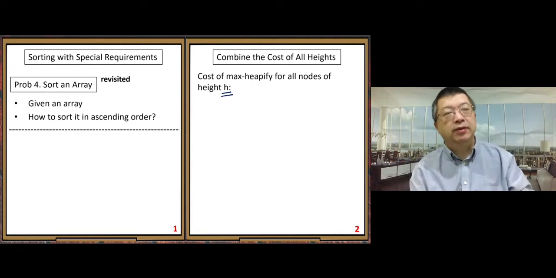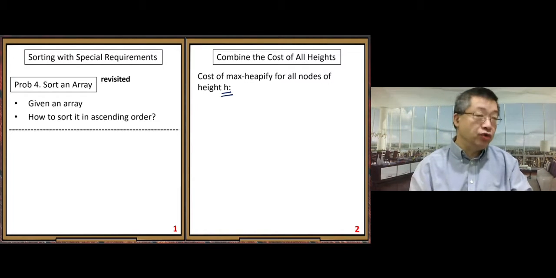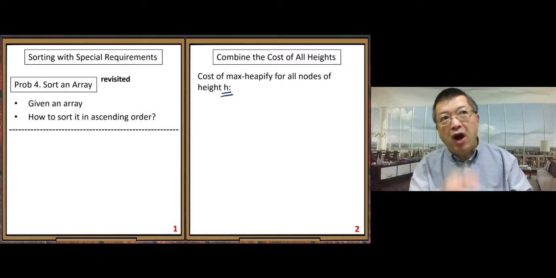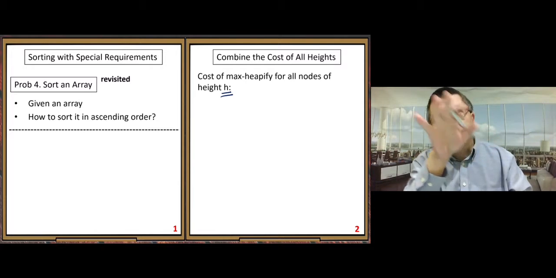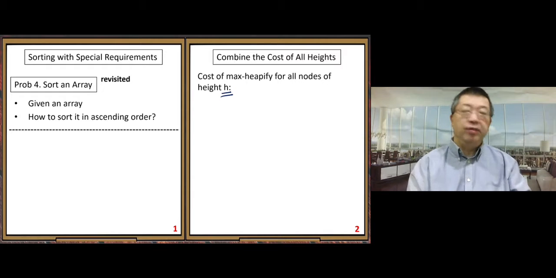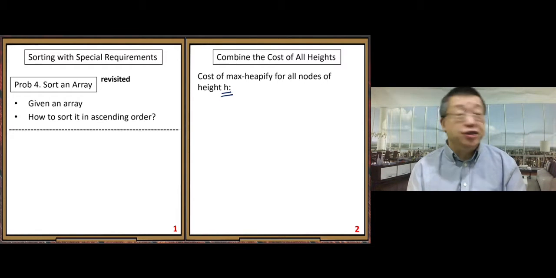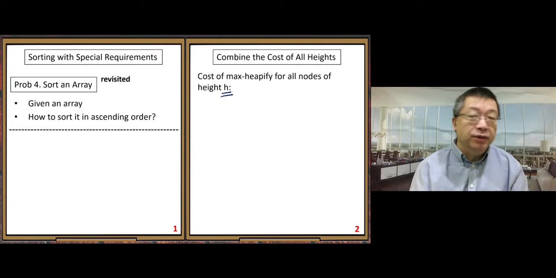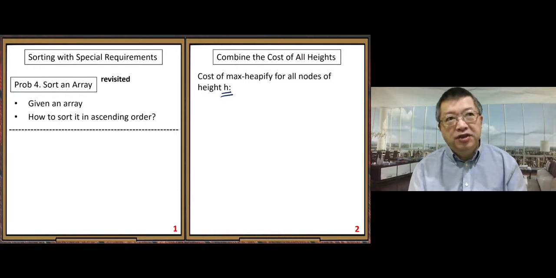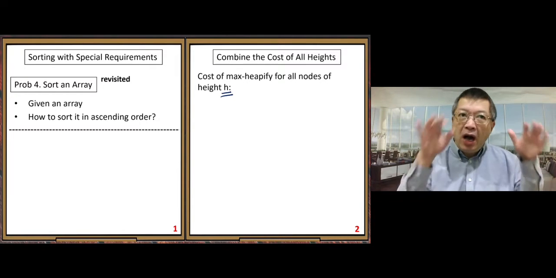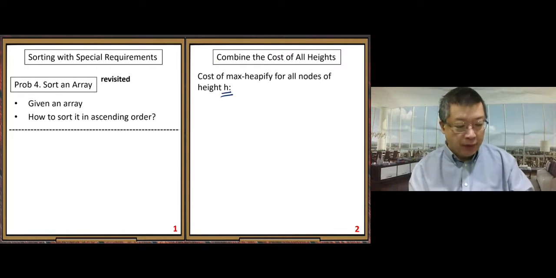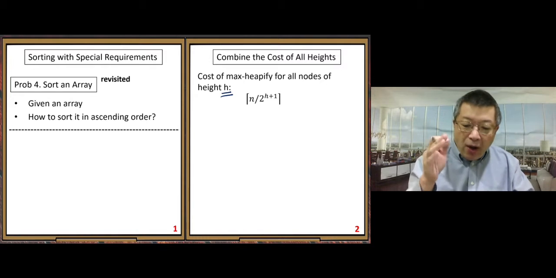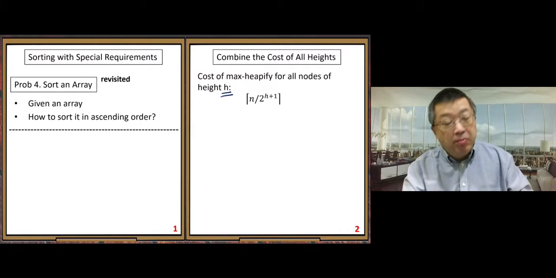One height number, h, arbitrary. Then from 1 through h. Height 0, we do not need to build, right? Nothing to build. Only at the first level, height 1, do we start building our heap. All right, so we know there are this many.